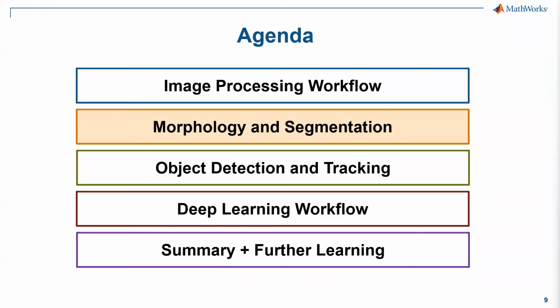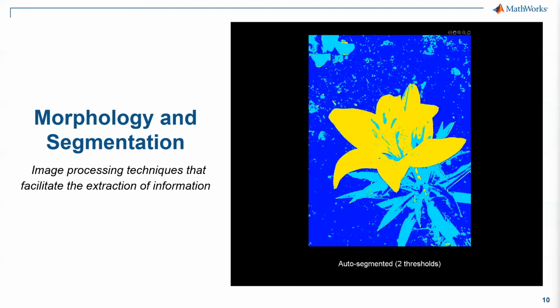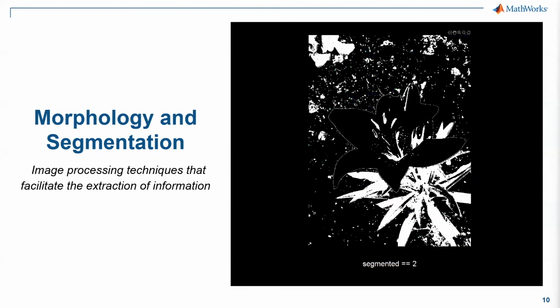Now let's explore morphology and segmentation operations. We learned before that in image processing, we perform certain operations on an image or a video frame to enhance it or to extract meaningful information. Morphology and segmentation are two techniques of image processing.